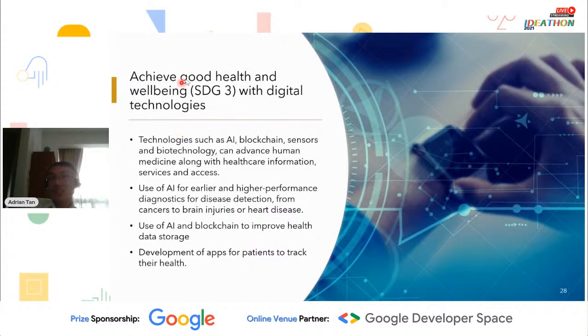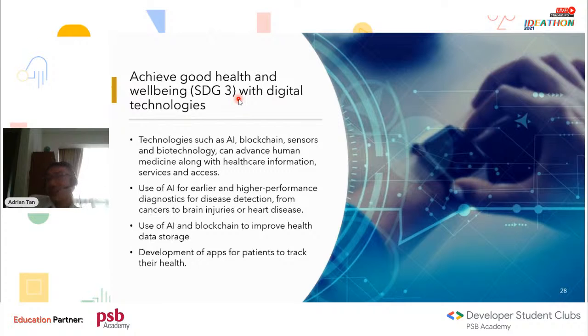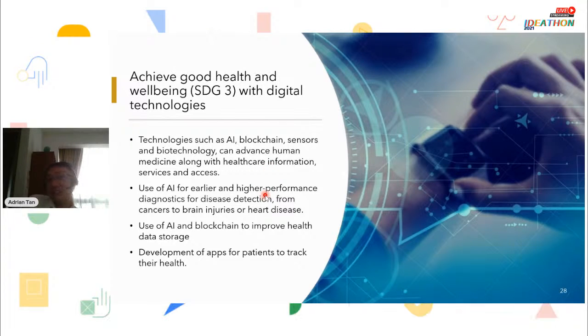On the health and well-being side of things, SDG 3, we can, again, back to square one, use digital technologies such as AI, blockchain, sensors, all this, to advance human medicine, along with healthcare informatics. And this is what we are starting to see in a lot of the developed world's hospitals. For example, we can use artificial intelligence to predict diseases. I think there's a wristwatch in the world that can predict whether you have diabetes or not and give some early warning. And we can use AI and blockchain to improve health data storage. Blockchain is good because then there cannot be any data tampering.